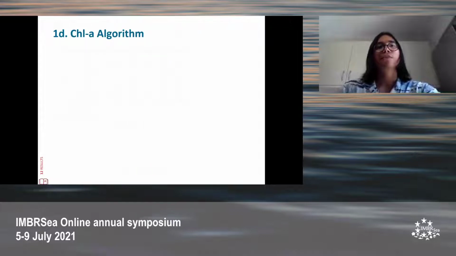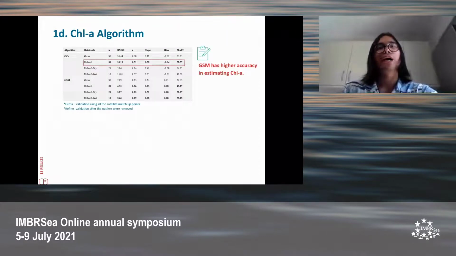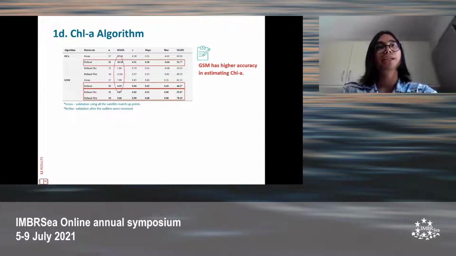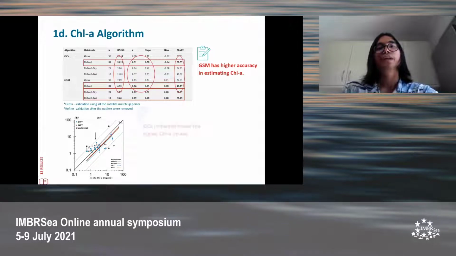For the chlorophyll A algorithm, we found that GSM has higher accuracy in estimating chlorophyll A. If we see the validation in the table here, GSM has 2 times less RMSE, or root mean square error. It also has less mean absolute percentage error, and we also obtained a higher correlation and a higher slope in GSM as compared to the OCX. In general, the OCX failed to estimate the higher chlorophyll A values, and hence the GSM chlorophyll performed better in this scenario.